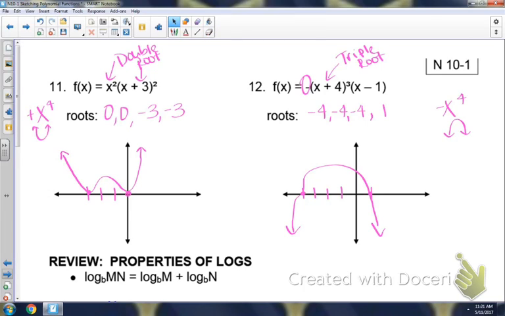Okay, so this is sketching polynomial functions. You are having to find your roots, and then you are figuring out what overall it's going to look like, and then you can graph it.